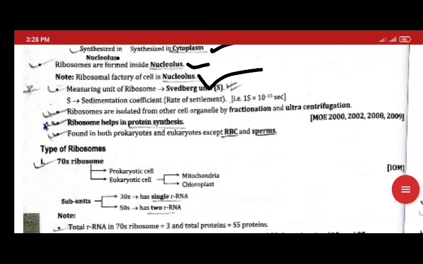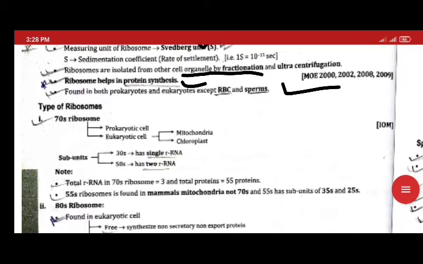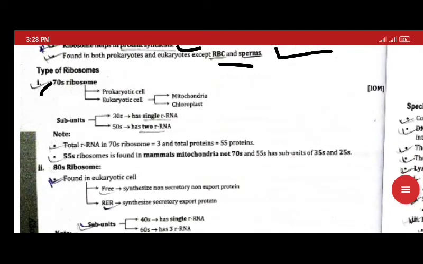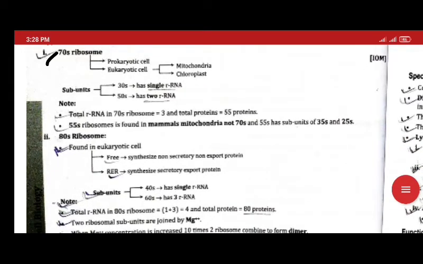Ribosomes can be separated from other cell organelles by fractionation under ultracentrifugation, and they function in protein synthesis. They are found in both eukaryotes and prokaryotes, except RBC and sperm. There are two types of ribosomes, 70S and 80S. The 70S is found in prokaryotes, and in eukaryotes only in mitochondria and plastids, because these two are semi-autonomous structures.